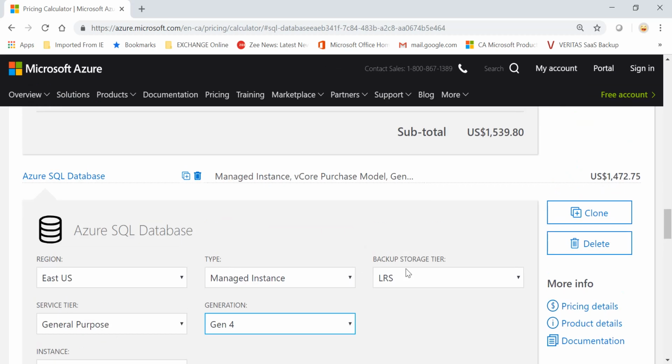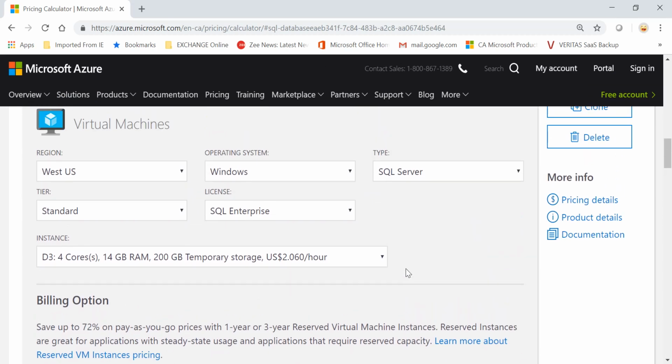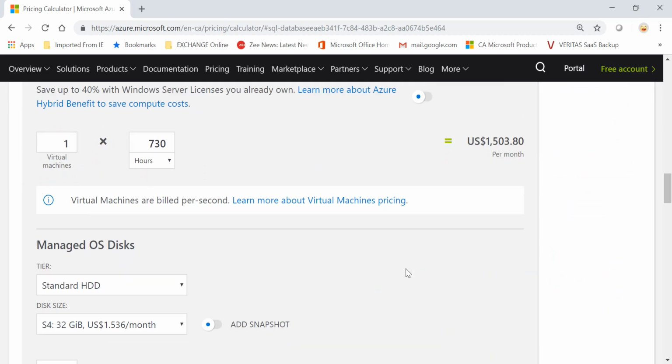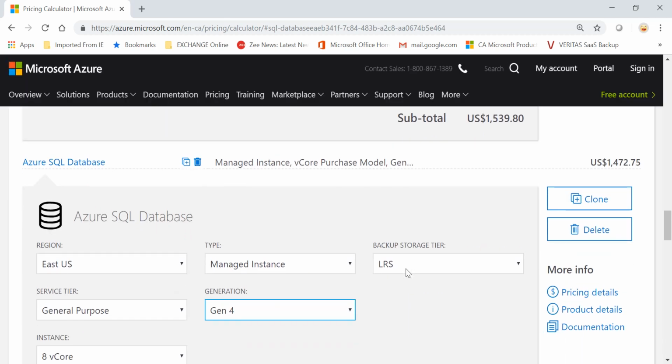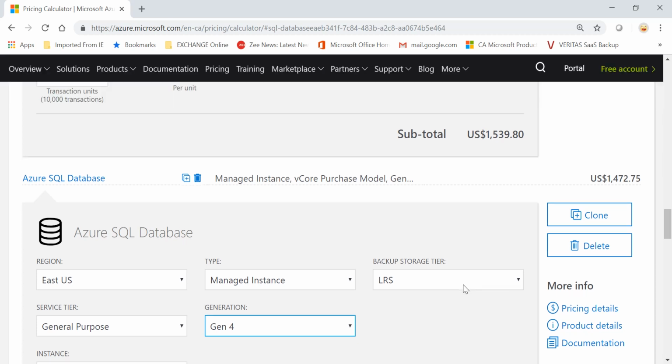So these are some of the options that you need to keep in mind when trying to price out SQL in Azure. I hope this video was useful and cleared some of the doubts which are there in the community on which option to choose. Obviously, there will be certain other scenarios and points which will come into play when we talk about deploying SQL Server in Azure. But I hope this was helpful.